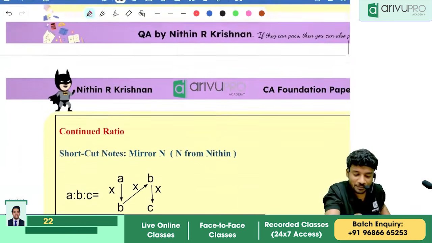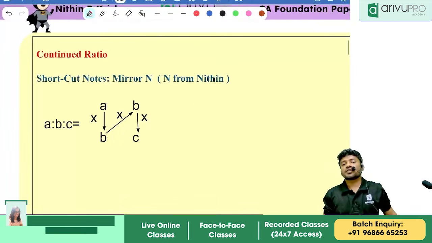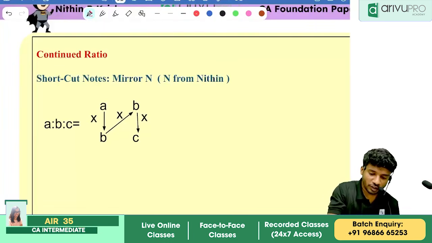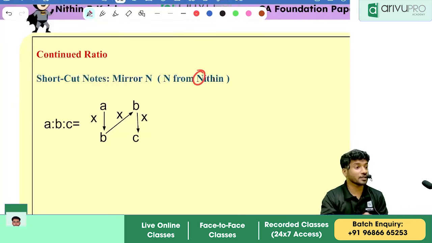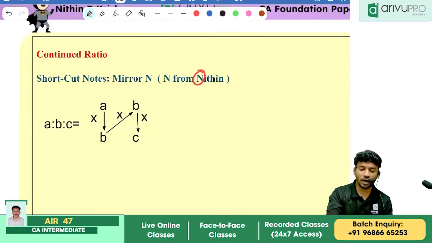Next one, continued ratio. We will use the first letter from n and we will solve it, but we will use a calculator to get the answer. We will not use this method going forward. I'll tell you how it is done.